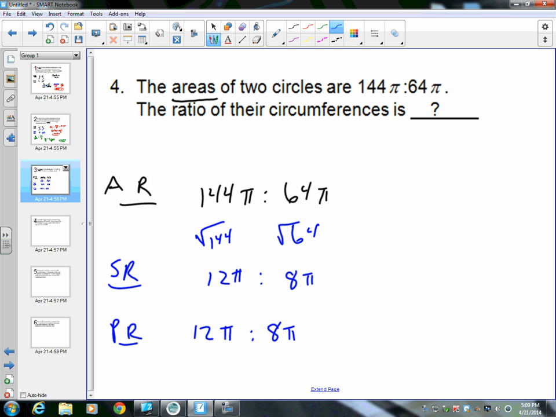If you think about it, what is circumference? Circumference is just the perimeter of a circle. So if we're looking for the perimeter, we're going to use the ratio of their perimeters, which is called the circumference of a circle. So the ratio of the perimeters, we already found, was 12 pi to 8 pi. And this is going to be our answer.